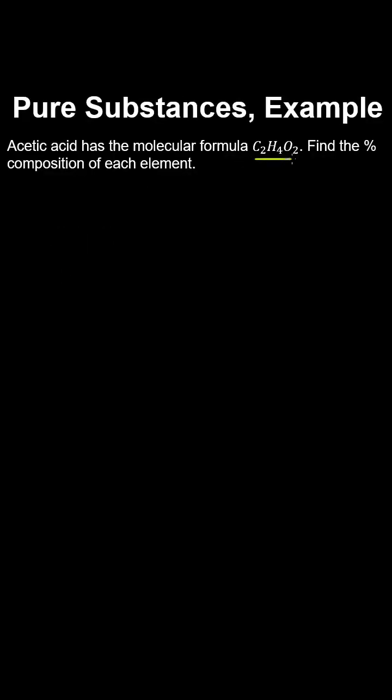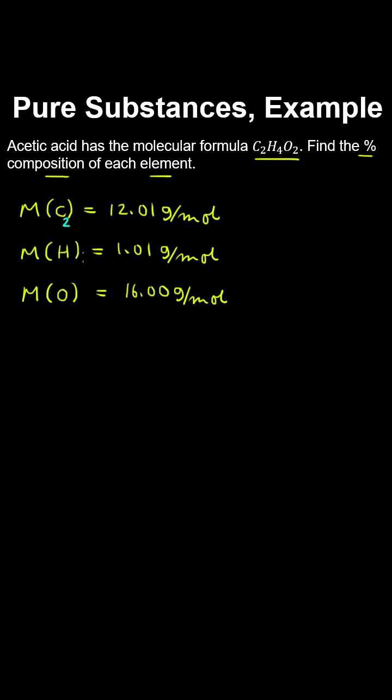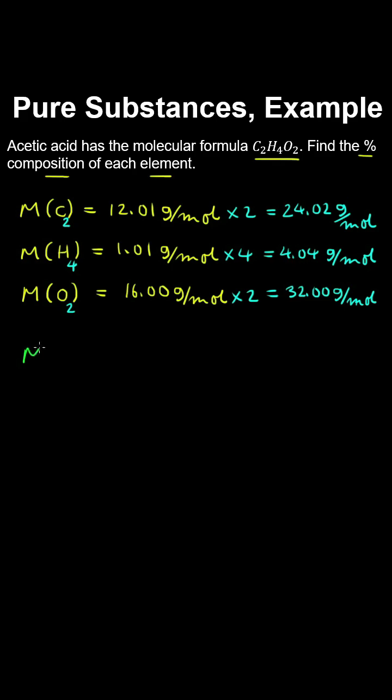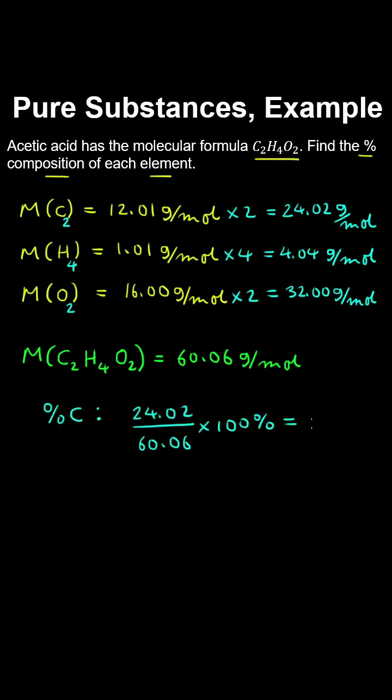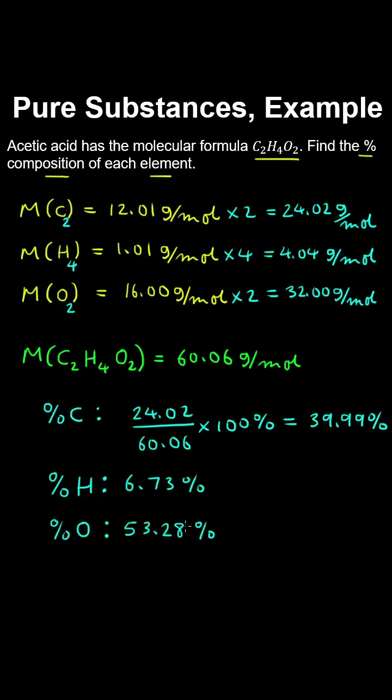Acetic acid has the following molecular formula. Find the percentage composition of each element. Well, we can read the molar mass of each element from the periodic table. So we have 2 carbons, 4 hydrogens, and 2 oxygens in that molecule, so we'll just multiply by those numbers. And if we're summing those together, we obtain the molar mass of this molecule. And now we can obtain a percentage composition of each element. So for carbon, and you can do similar calculations for hydrogen and oxygen to obtain the following results. And these should sum to 100%.